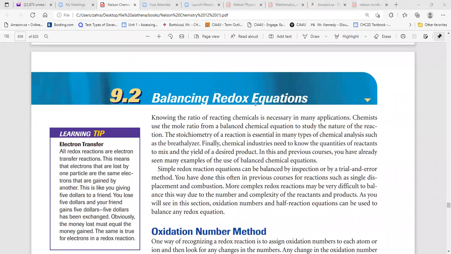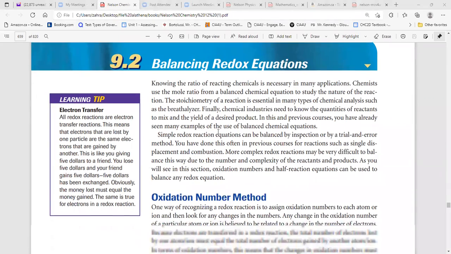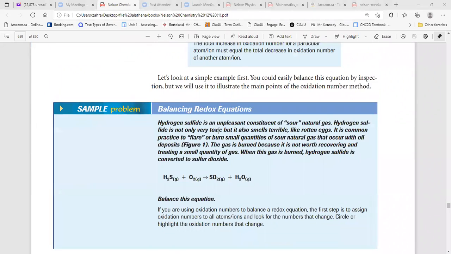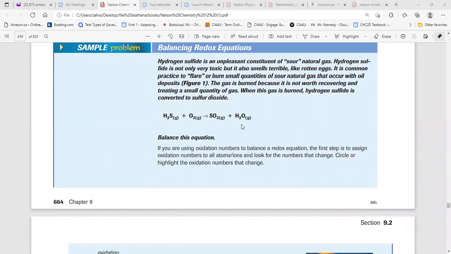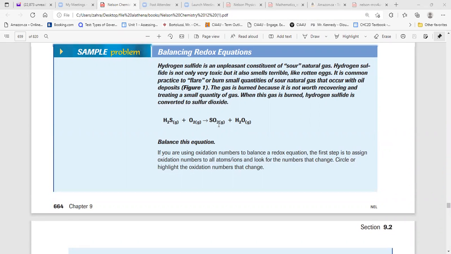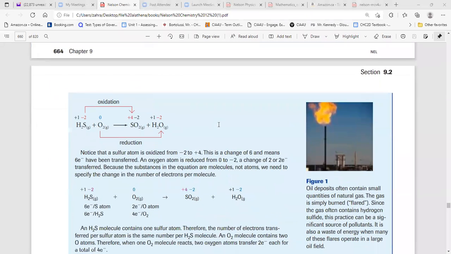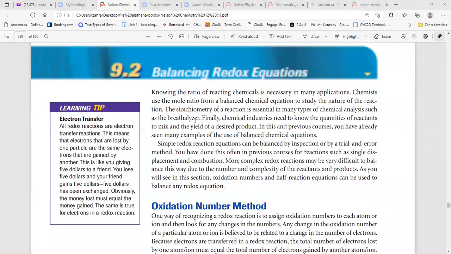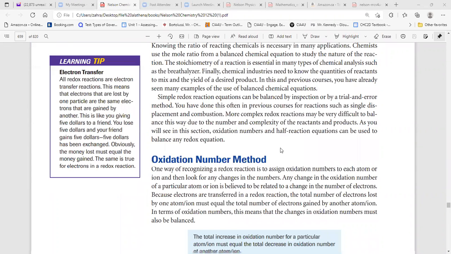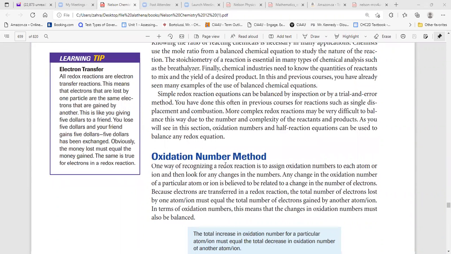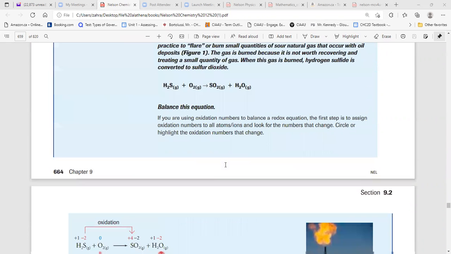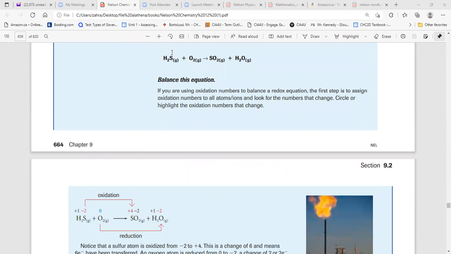Point to balancing redox equations. So sometimes you have such an equation and you want to balance it. We use the redox oxidation number method. So this method, oxidation number method, what we do, we find the oxidation number of each atom here.